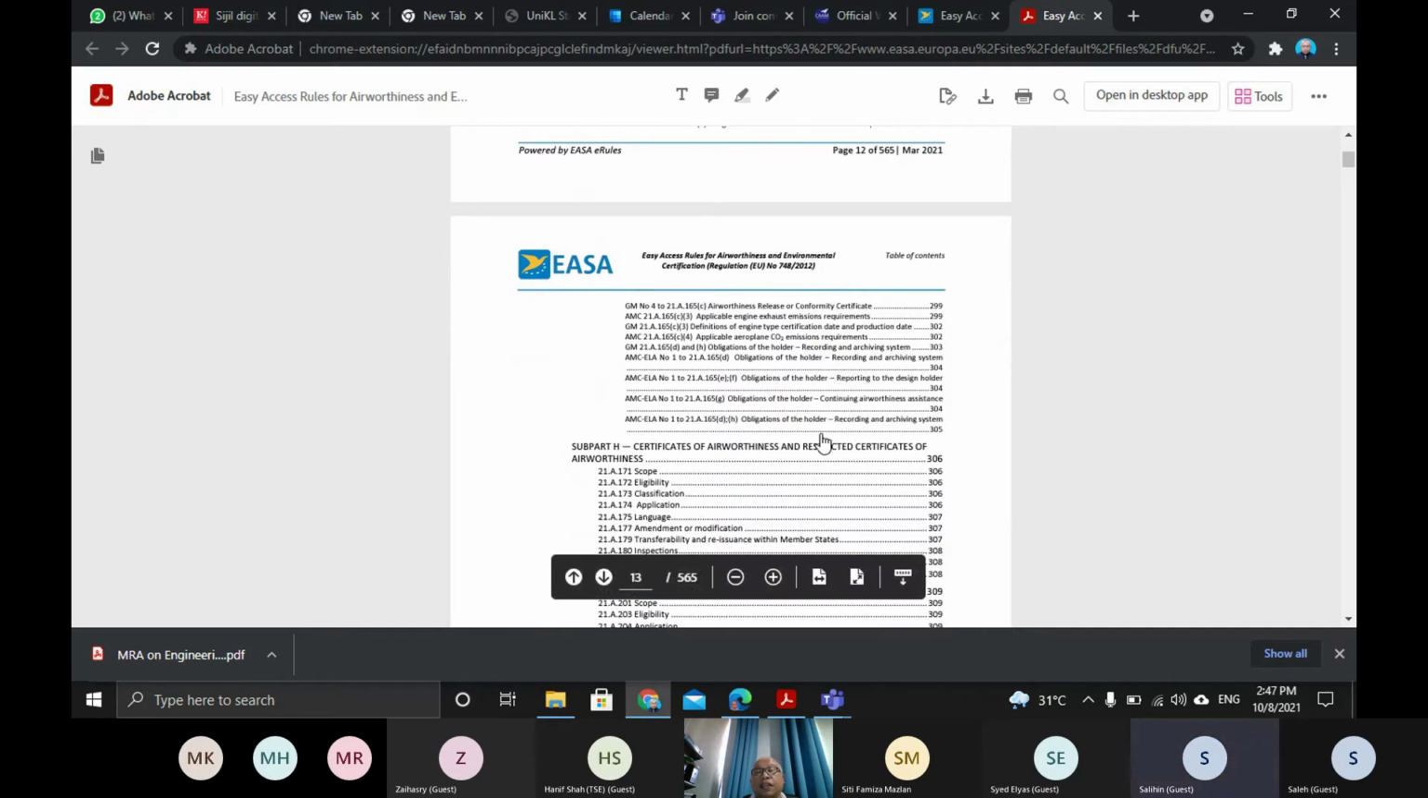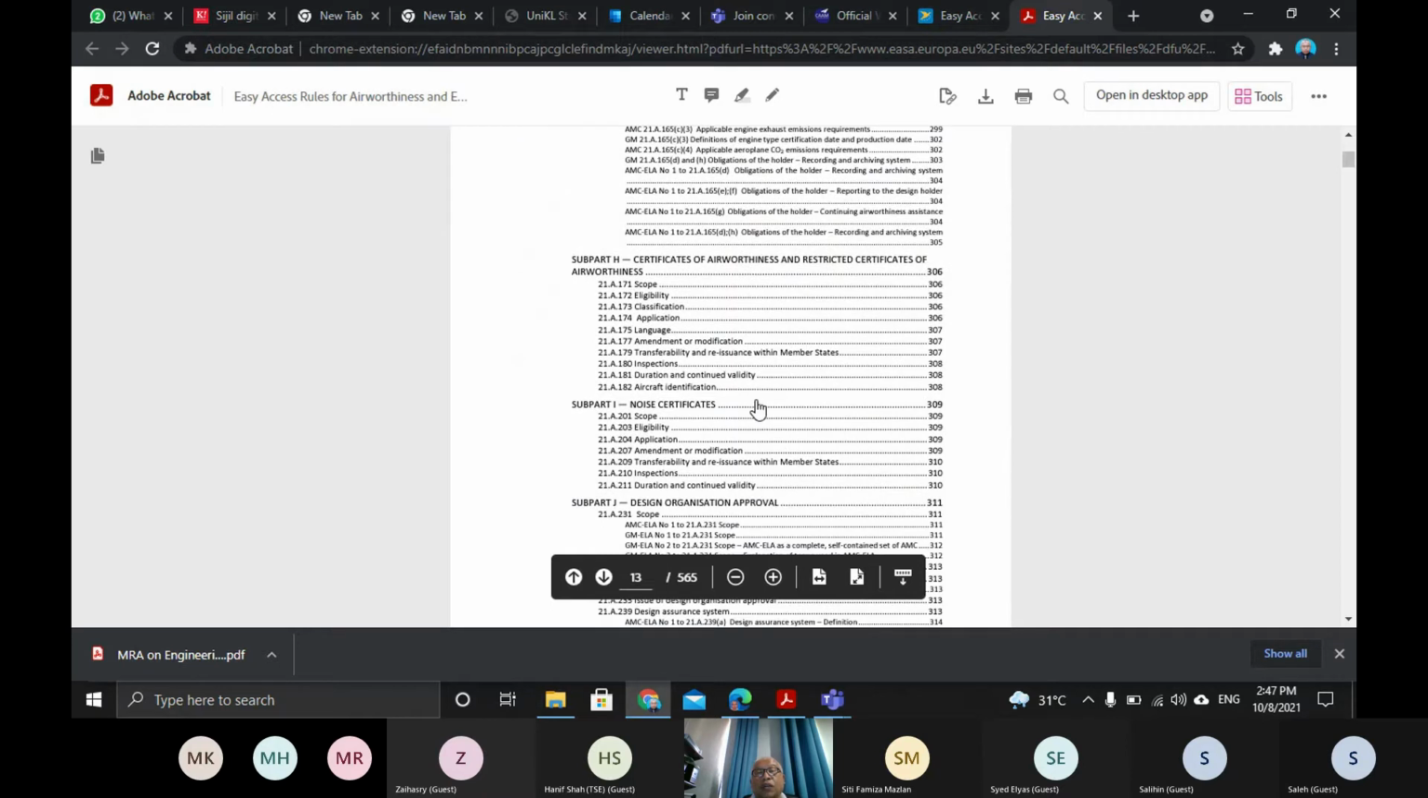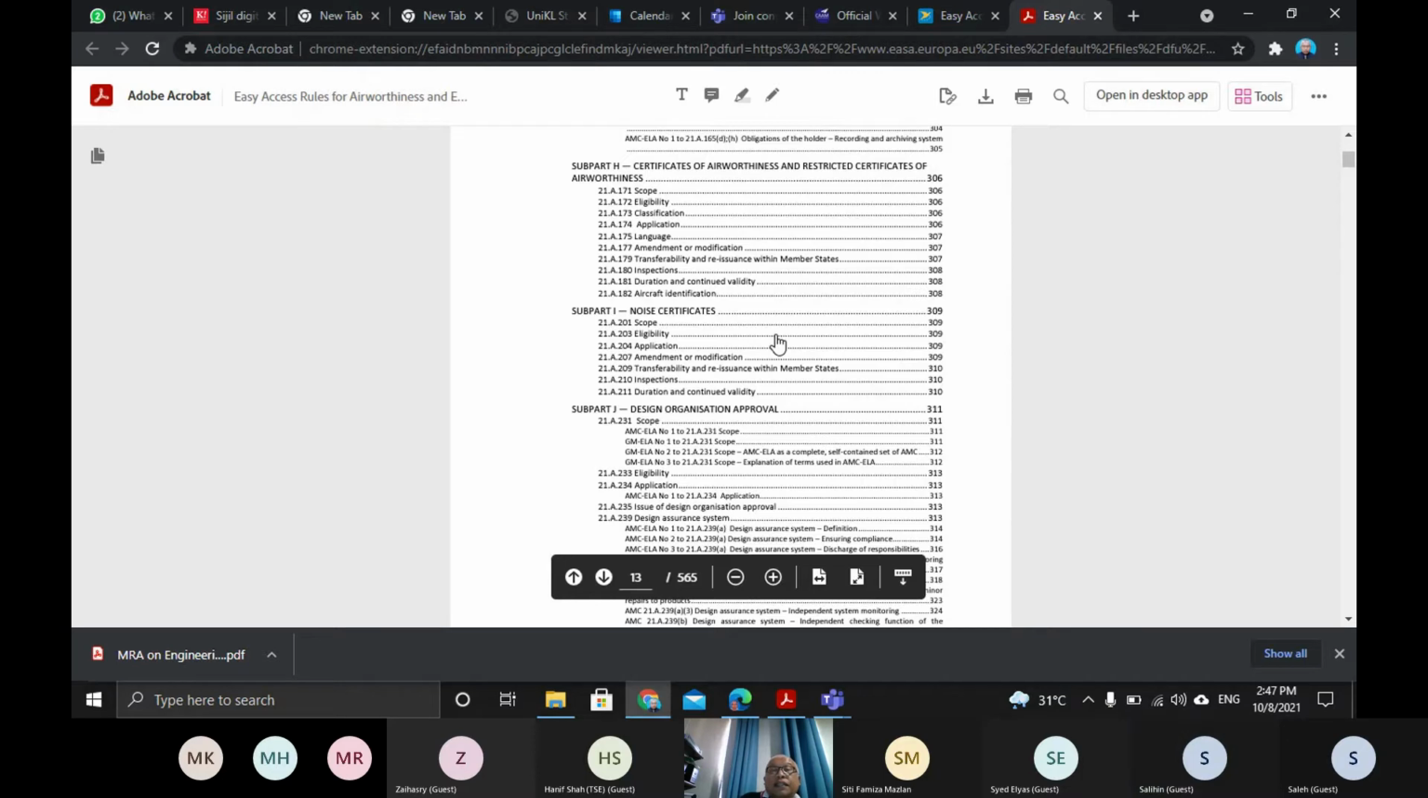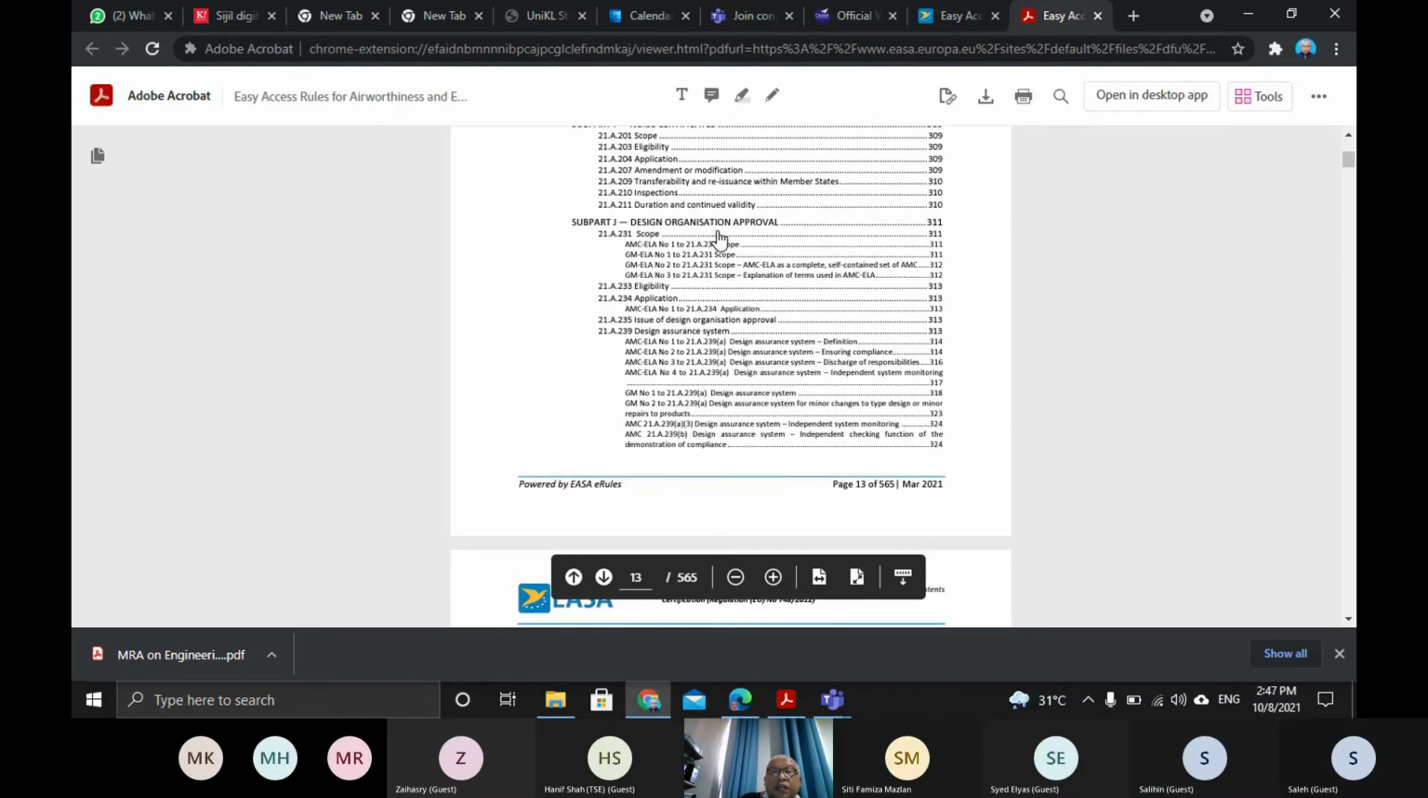H, certificate of airworthiness and restricted certificate of airworthiness. Okay, our COA does not really follow this. And obviously, we do not have restricted certificate of airworthiness. Restricted certificate of airworthiness is for the restricted type certificate. For us, for restricted type certificate in Malaysia, we issue permit to fly. I is noise certificate. J is design organization, that is DOA.